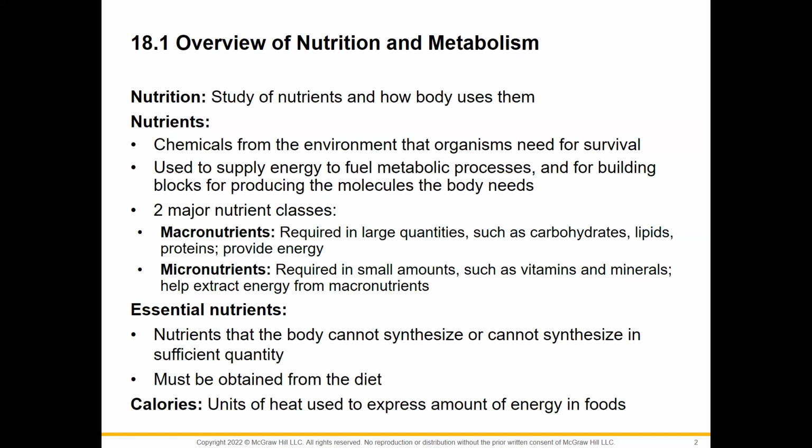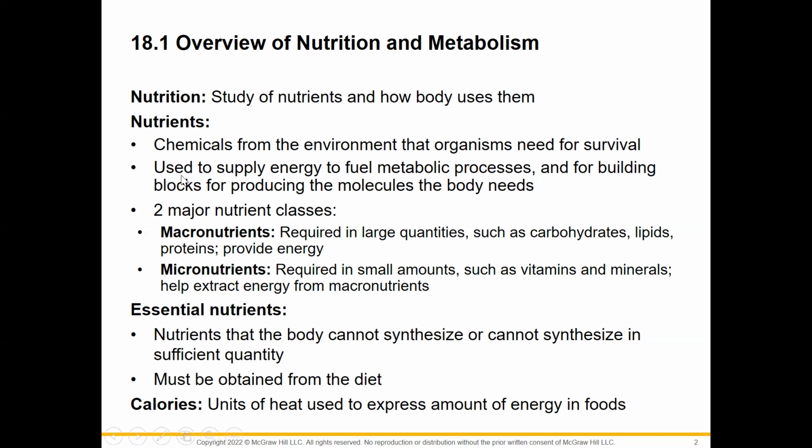So think about nutrients as chemicals, right? Nutrients are chemicals from the environment, environment meaning something outside of yourself, the air, the water, the land, that an organism needs for survival. You are that organism. You need nutrients in order to survive, and in order to thrive while surviving, you need the correct nutrients.